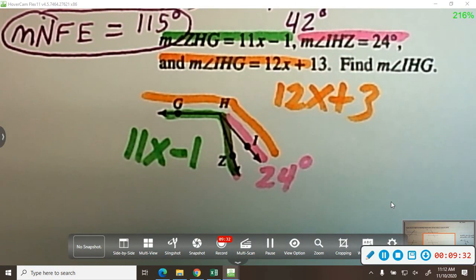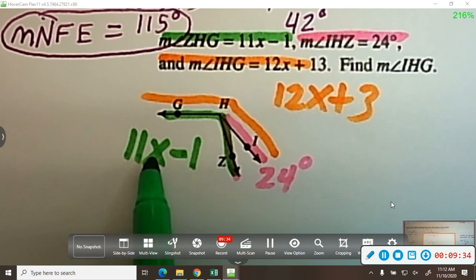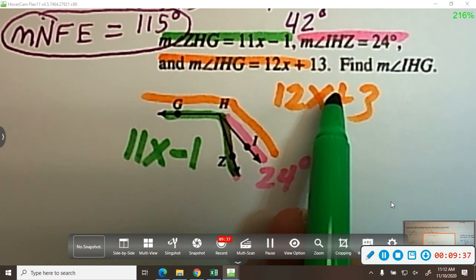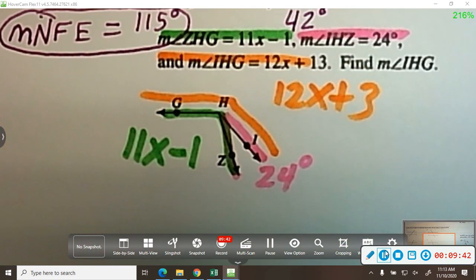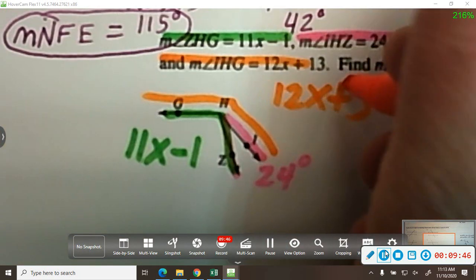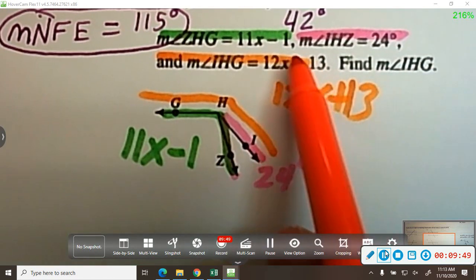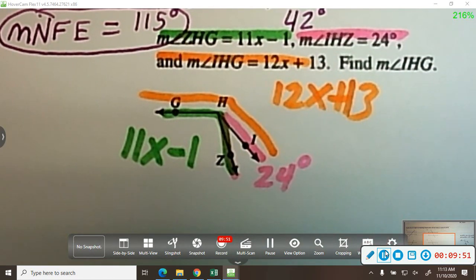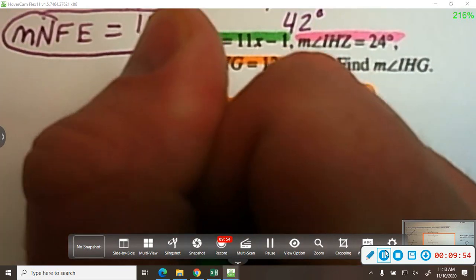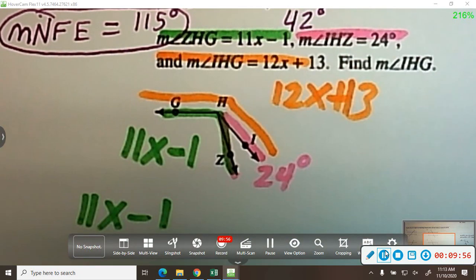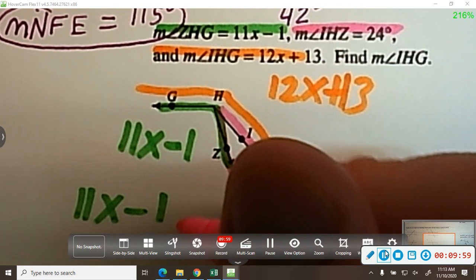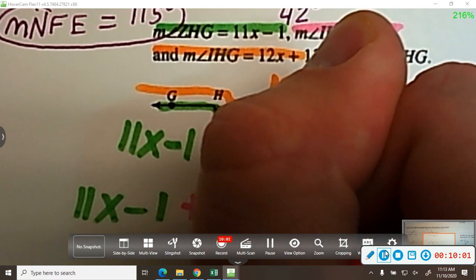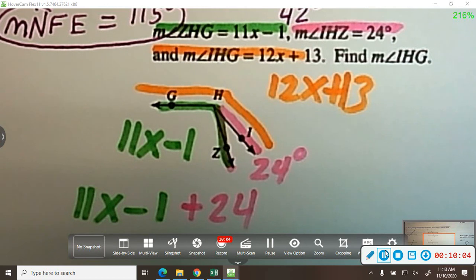So then I'm going to use the angle addition postulate that says this plus this equals this. So I'm going to say 11x minus 1. So this should be 12x plus 13. Copy down the wrong number. So then we'll have 11x minus 1 plus 24 is equal to 12x plus 13.